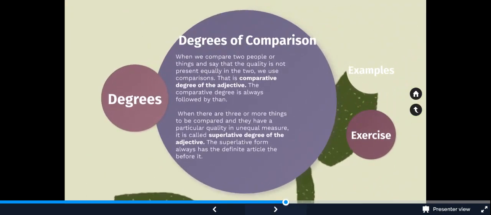Yes, here we have degrees of comparison. When we compare two people or things, we use the comparative degree of the adjective. He is taller than me. In these kinds of sentences, the comparative degree is always followed by the word than. Then we have the superlative degree, when we talk about something exceptional, of unequal measure. The superlative form always has the definite article, the, before it.